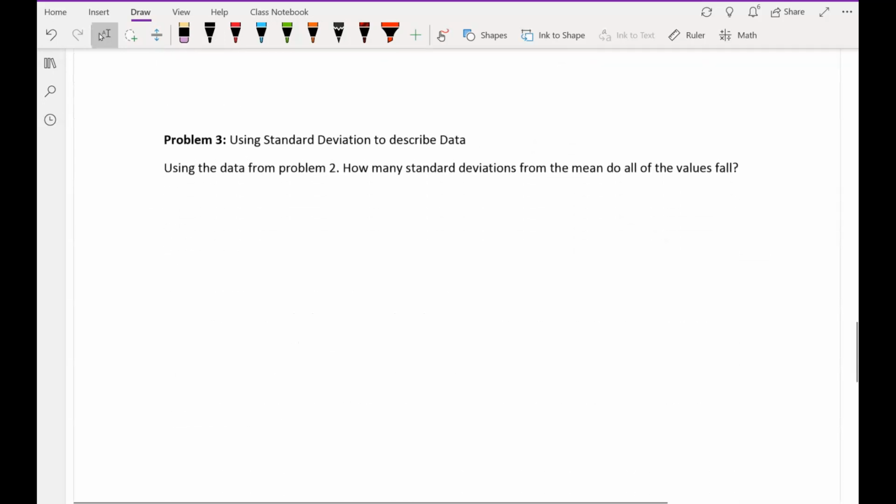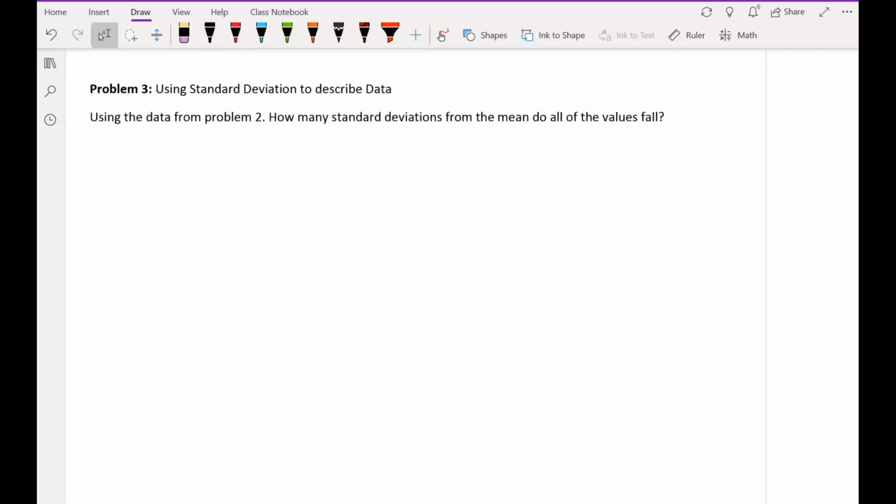Now, problem 3, we are going to explain how to use standard deviation to describe data. So we want to use the data from problem 2, and we want to know how many standard deviations from the mean do all the values fall. Now, I misspoke earlier. I said our standard deviation was 3.6, which means everything lies within 3.6 standard deviations. While that's true, that's not what 3.6 necessarily tells us. That just tells us about how spread out a group of numbers is from the mean.